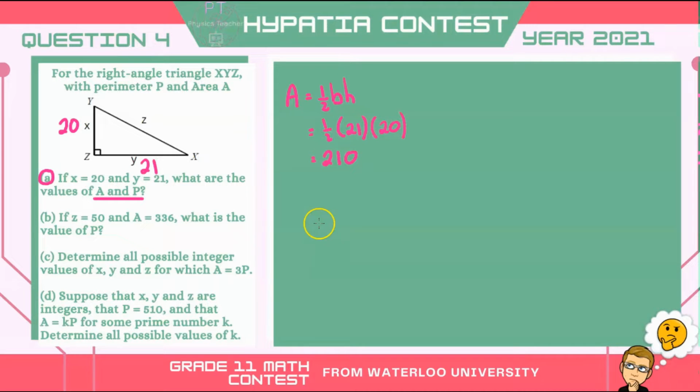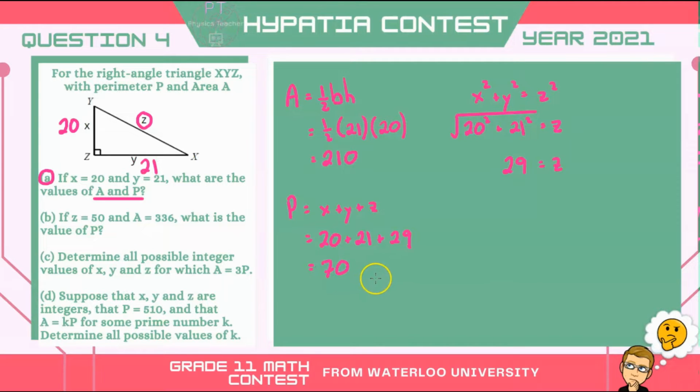Now to find the perimeter, we're going to need to know what z is. But z, we can use the Pythagorean theorem, where x squared plus y squared equals z squared. And we know what x is, so we have 20 squared. And we know what y is, 21 squared. That equals z squared, but if we take the square root of both sides, we will get z to equal 29. Therefore, we can find the perimeter, which is just going to be x plus y plus z, to be 20 plus 21 plus 29, which will have a value of 70.